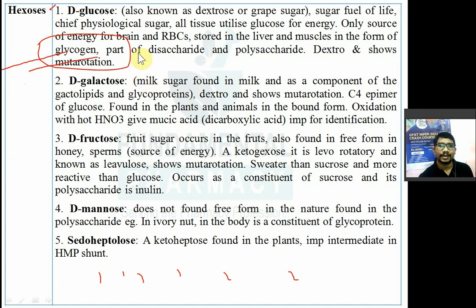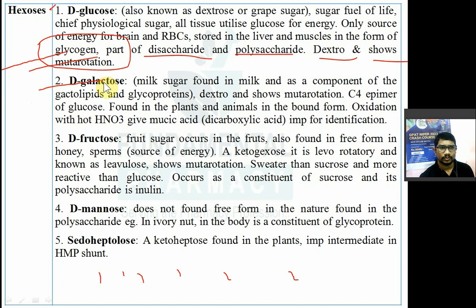Like your sucrose. What does sucrose contain? Glucose plus fructose, so that is a disaccharide. So it is also part of disaccharides, and also part of polysaccharides. Glucose is dextro in nature, so it is known as dextrose, and it also shows mutarotation. What is mutarotation? I will explain in an upcoming slide. We will see next what mutarotation is.